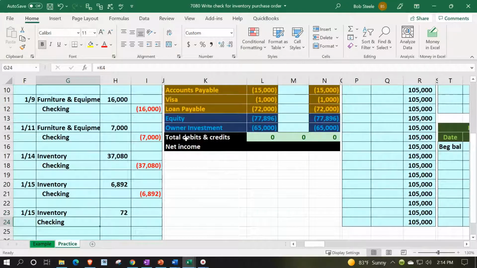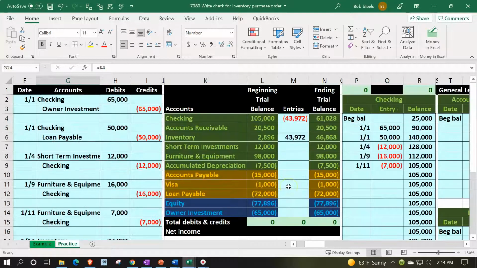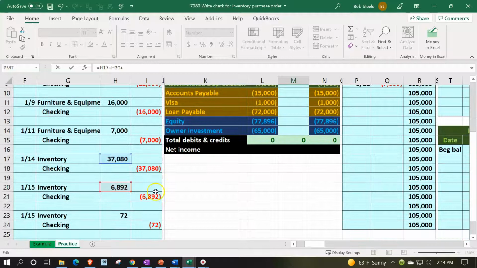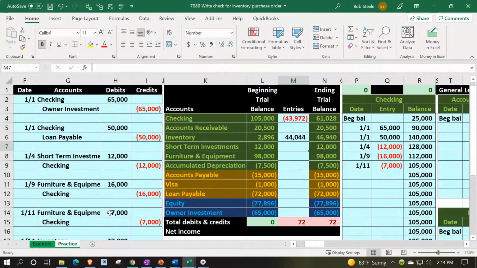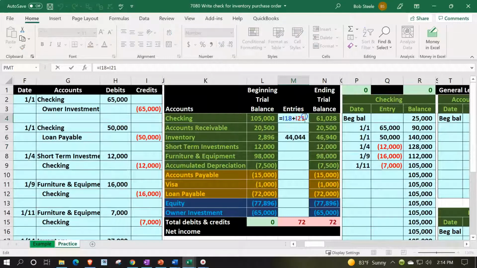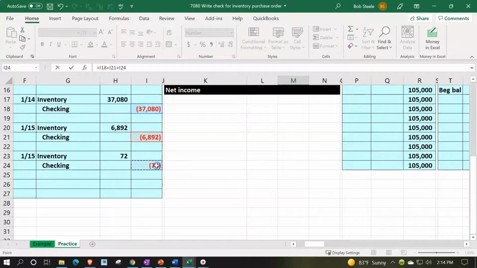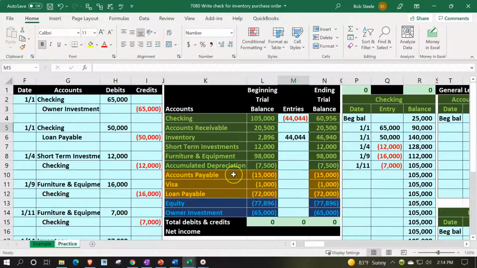And then there's the credit. Going to indent this now. Indentation and inventory up top. So double clicking on the inventory, going to the end of it, plus we're going to pick up that 72. Checking account, double clicking on it, end of it, plus picking up the 72 on the credit. So the journal entries are nice and easy, you can see, but the subledgers are the confusing part.